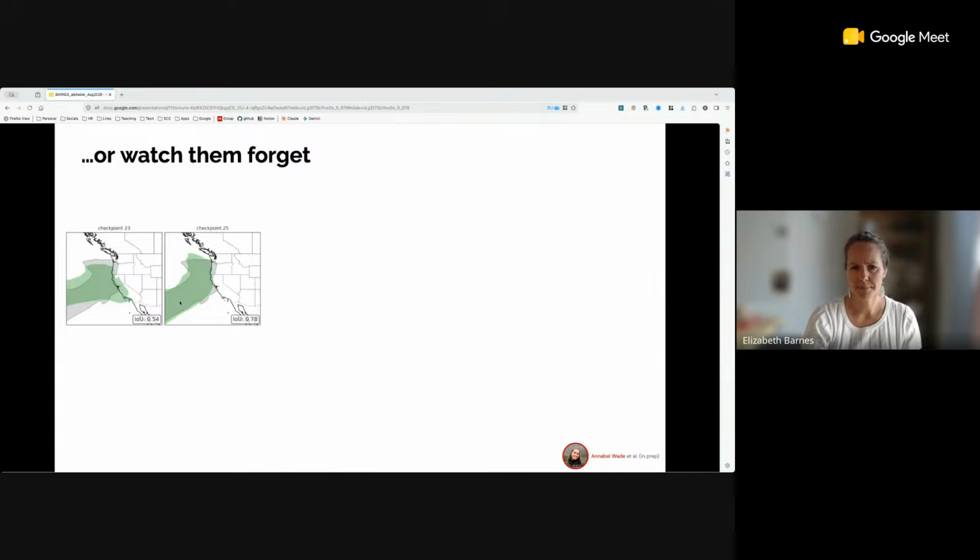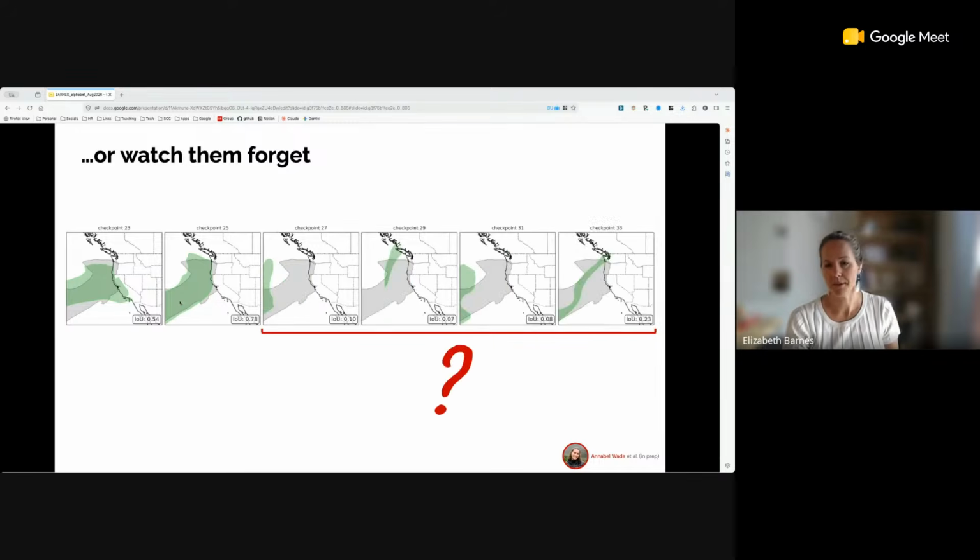Let's keep going. So checkpoint 20, checkpoint 23. By checkpoint 25, honestly, the green, the AI forecast, and the gray, the target, look very similar. So this would be considered an excellent forecast. But then what happens? Well, at checkpoint 27, it's as though the model completely forgets how to forecast this event, and in fact sort of starts over from scratch.